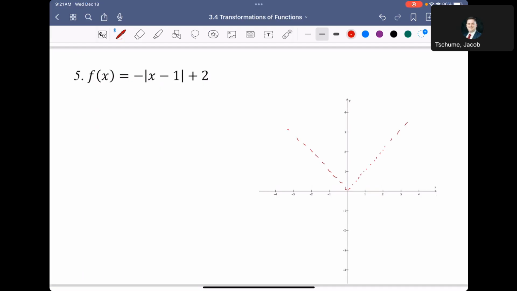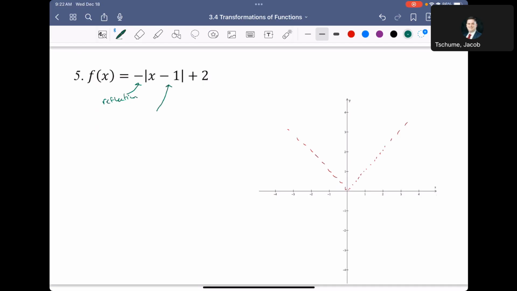Now, this is going to change a lot because I see 3 different things you have to take into account. The first thing, I'm just going to go left to right here. The first thing I notice is the negative in the front. That means you're going to have to perform a reflection. So I know that it's going to flip upside down.